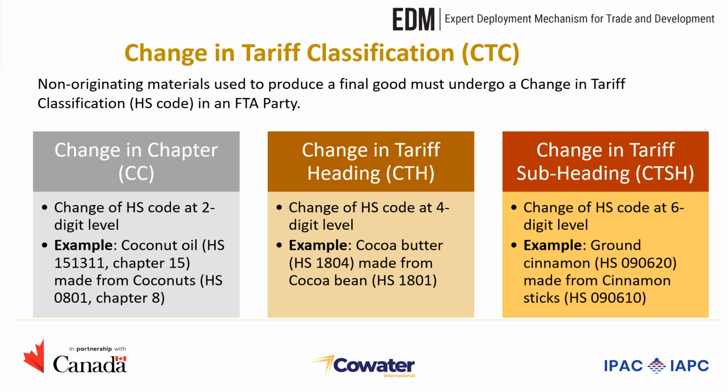Finally, the rule applied to ground cinnamon is change in tariff subheading, which is at the 6-digit level. The ground cinnamon has the HS code of 090620. If it is made from cinnamon stick, which is a product with HS code 090610, then it will also meet the rule for change in tariff subheading.